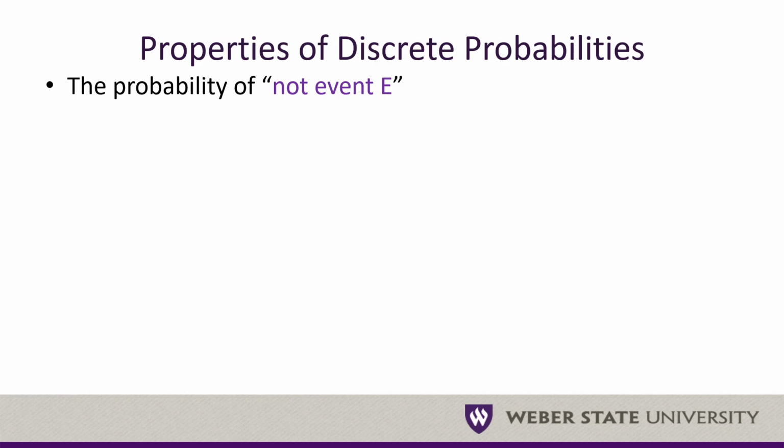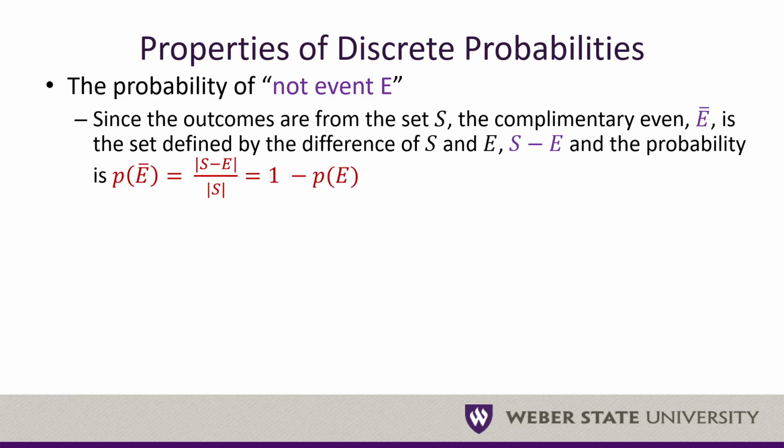So the probability of not an event would be what? Well, if we know the probability of the event, then we can figure out the probability of anything other than that happening as being 1 minus that probability. So it's the cardinality of the entire set minus the elements that are in the event E, and then divide that by the cardinality of the set.